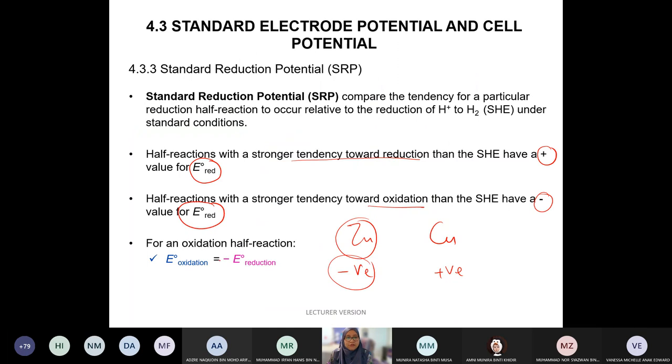Okay. For an oxidation half reaction, we can just simply determine the E naught. As you can see, the value is given in terms of E naught reduction. Sebab eksperimen tu dibuat dalam bentuk, they measured in terms of E naught reduction. But what if we want to know in terms of oxidation? Simple saja, E naught oxidation is equal to negative of E naught reduction. So E naught reduction, we have it already, right? Kita dah ada this value. So nak tahu oxidation, what we need to do is kita negatifkan the E naught reduction yang kita ada value tu. So kita dapatlah E naught oxidation. Okay, alright.